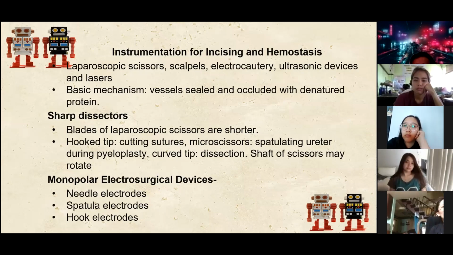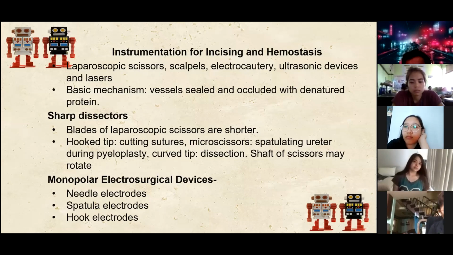Your hook tip is used for cutting sutures, micro scissors for spatulating the ureter during pyeloplasty, and your curved tip used for dissection, and the shaft of your scissors may rotate or articulate up to 90 degrees. From devices, your needle electrodes create fine cuts in peritoneal incisions, your spatula electrodes are for blunt dissection and cutting, and hook electrodes are for dissection of vessels because tissue can be pulled away from the delicate structures before cutting current is activated.